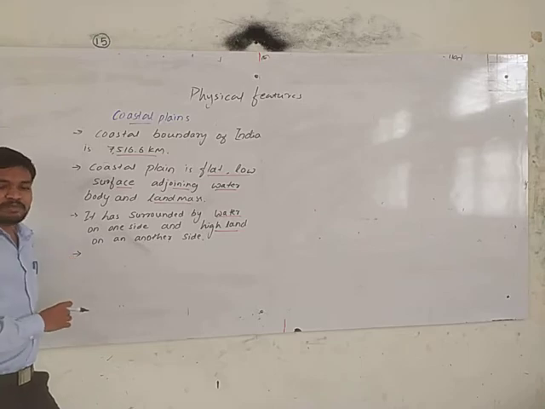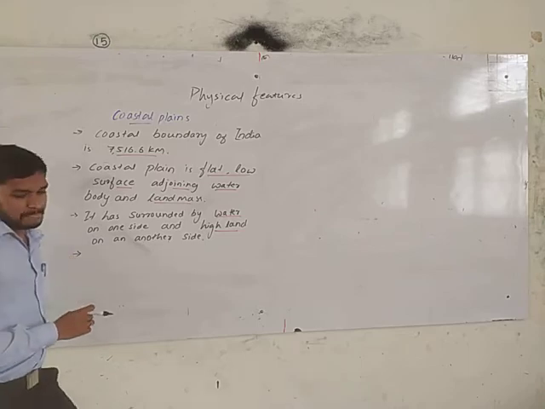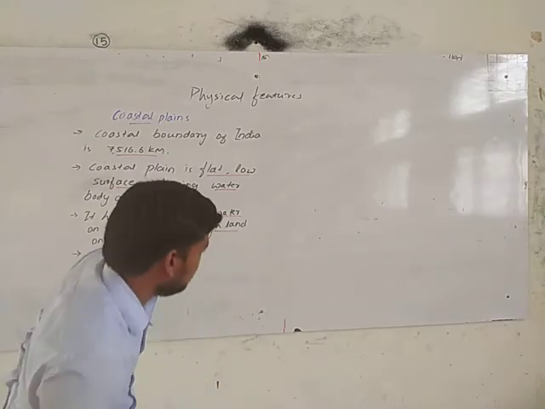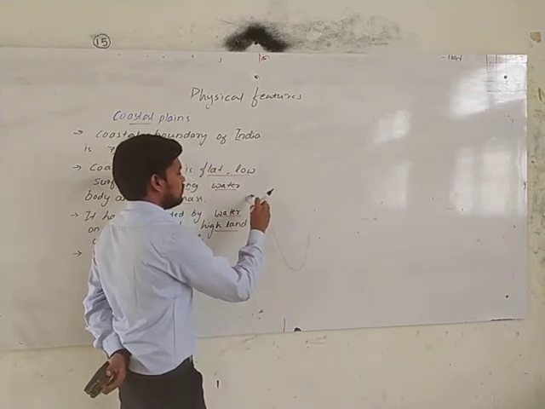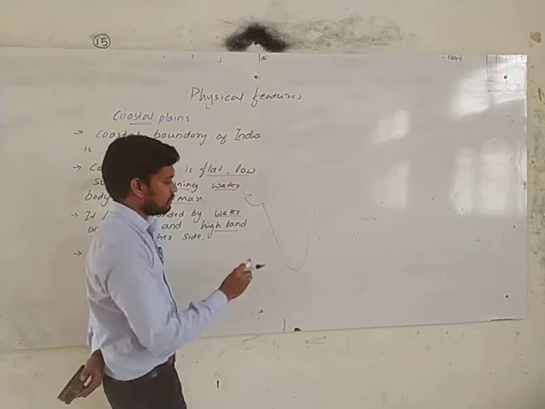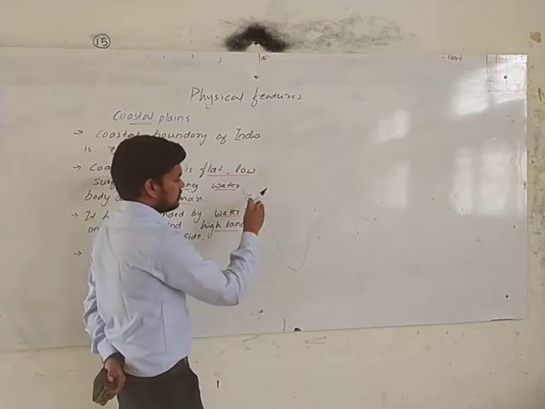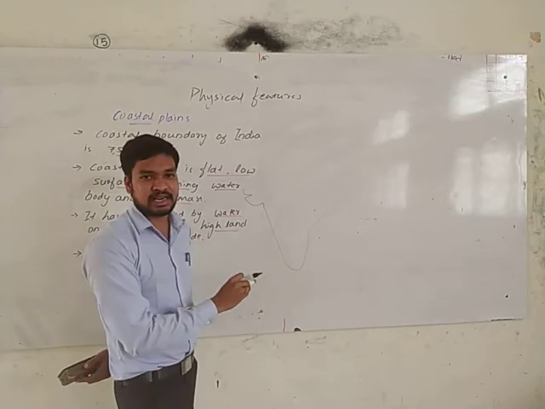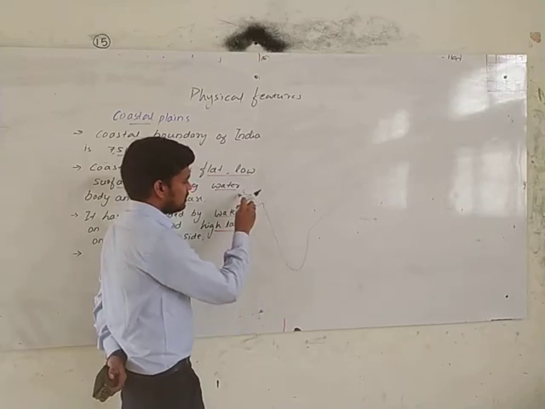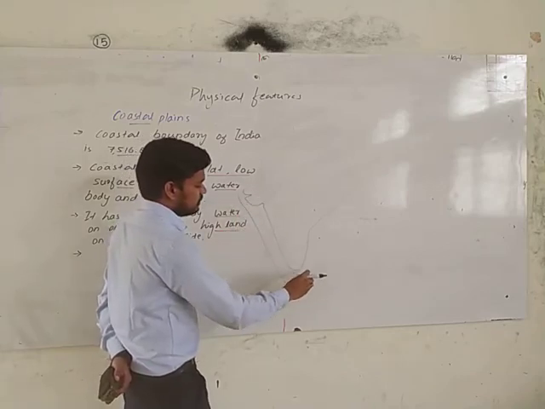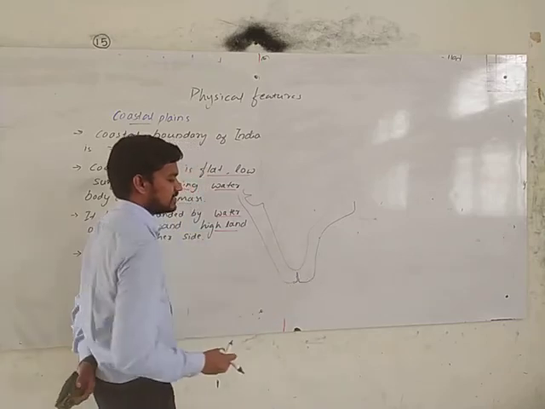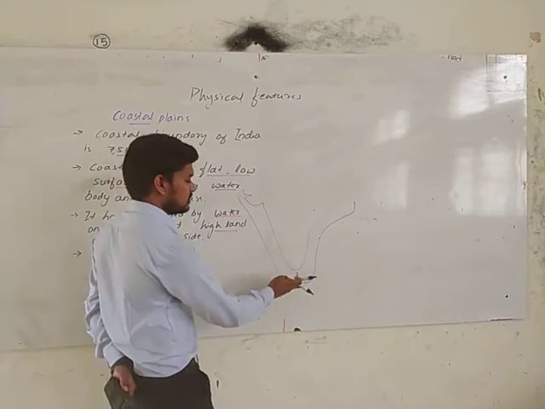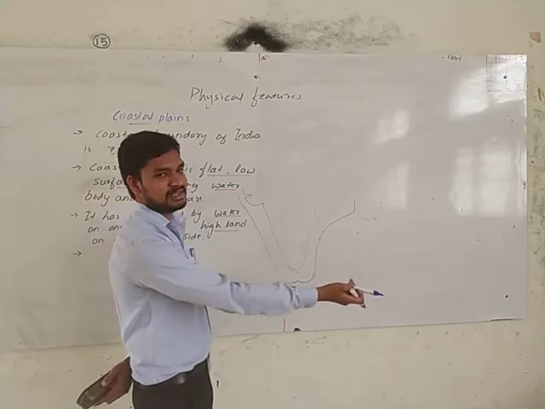And in the coastal plain we have two divisions. This Indian coastal plain is divided into two divisions. One is the western coastal plain, because it's in the west direction, and another one is the eastern coastal plain. So according to their directions, we have two divisions: the western coastal plain and the eastern coastal plain.